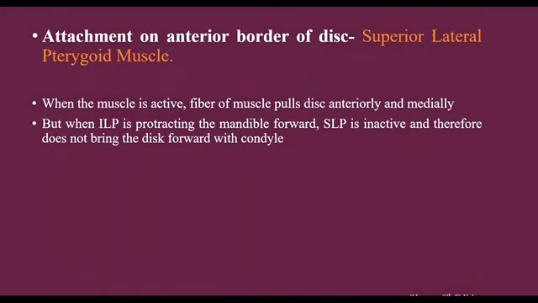The attachment on the anterior border of the disc is the superior lateral pterygoid muscle. When this muscle is active, its fibers pull the disc anteriorly and medially. But when the inferior lateral pterygoid is protracting the mandible forward, the superior lateral pterygoid is inactive and therefore does not bring the disc forward with the condyle. The disc relationship is maintained during minor passive rotational and translatory movement of the mandible.